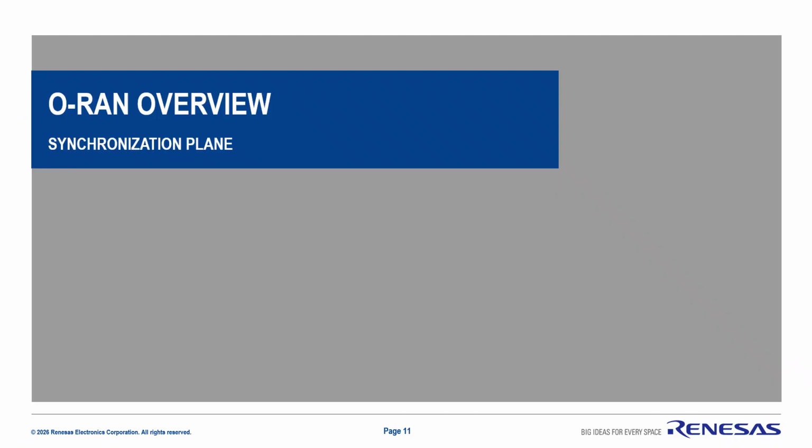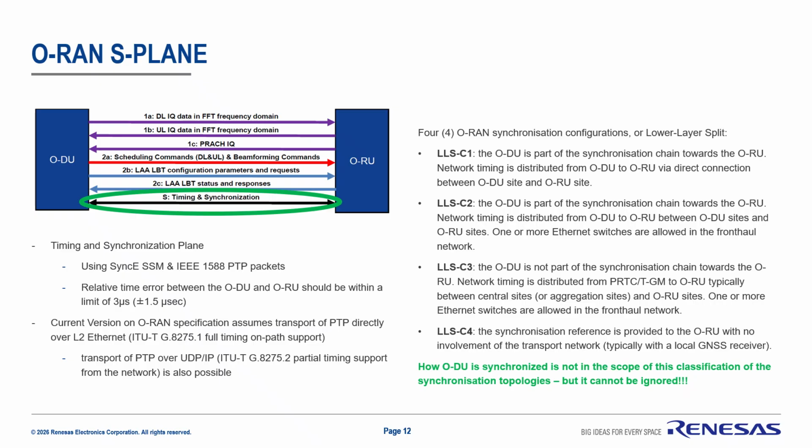So now that we've talked a little bit about the functional splits of O-RAN and some of the deployment scenarios, let's look at how synchronization comes into play for O-RAN. Because O-RAN is focusing on the first two deployment scenarios, they are really only focusing on time synchronization between the distribution unit and the radio unit.